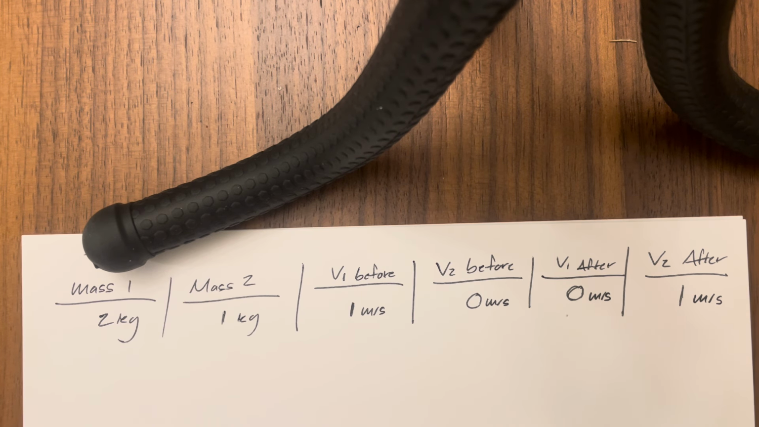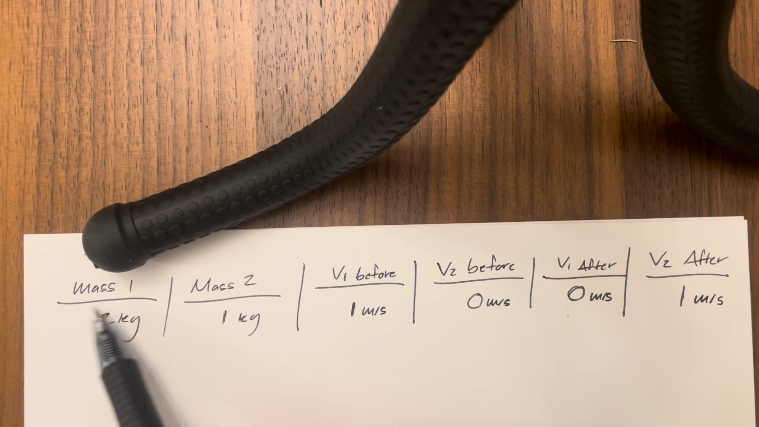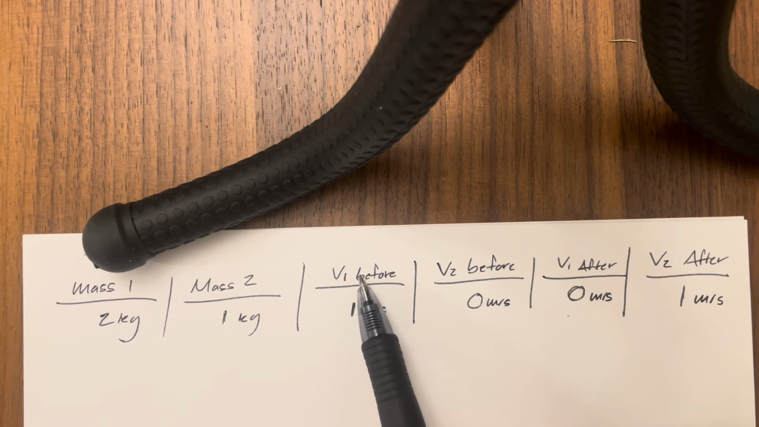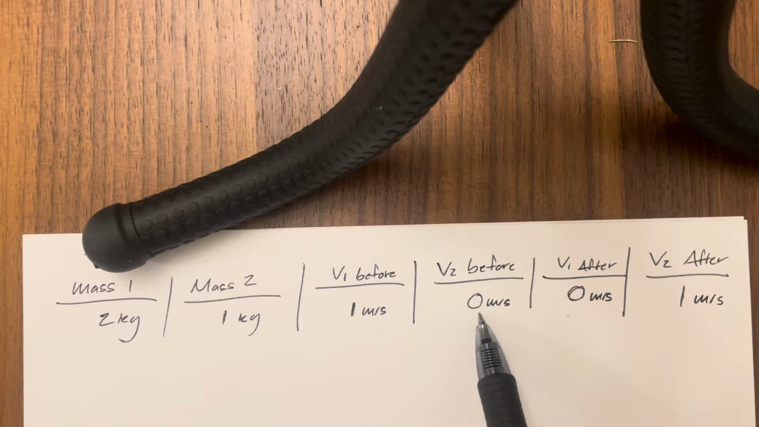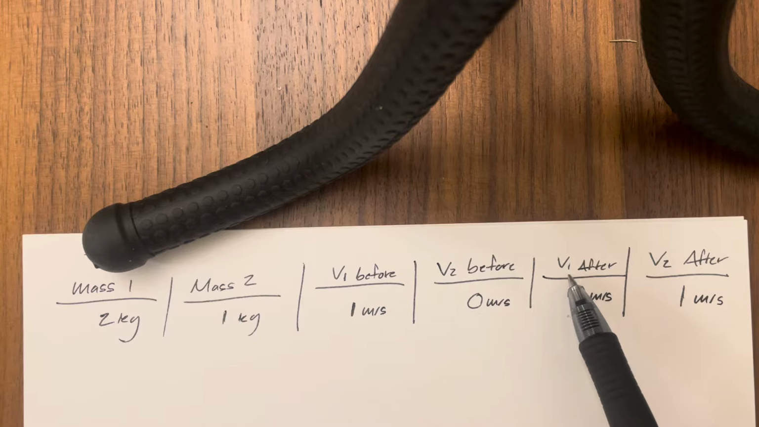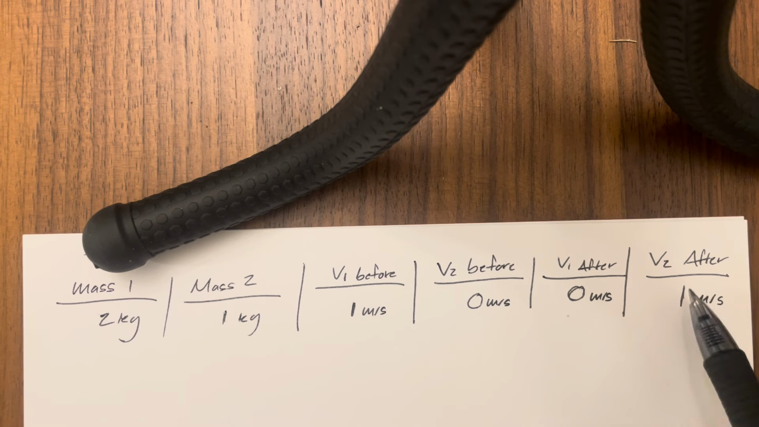So if you need help or you're stuck or you're lost, use this video to help you get through it. Just like on yours, I have mass 1, mass 2, velocity of mass 1 before they collide, velocity of mass 2 before they collide, velocity of mass 1 after they collide, and velocity of mass 2 after they collide.